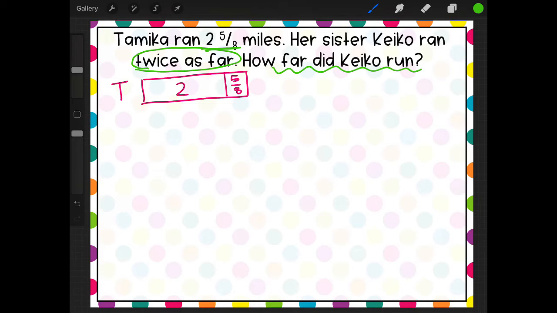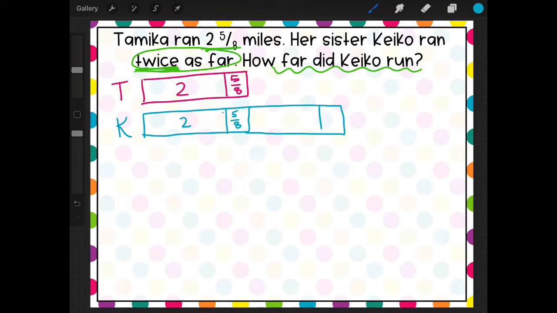Now the fourth step, I'm going to ask myself, what steps do I need to take to answer the question? Well, I think in order to show twice as far here, I'm going to need to draw another model that shows how far Keiko ran. So I'm going to write a K right there to stand for Keiko, and I know that she ran 2 times as far as Tamika. So I'm going to write one right here, but then I'm going to draw another one to represent the 2 times. So I'm showing that Tamika ran 2 5/8, but Keiko ran twice that. She ran 2 5/8 one time, and then she ran 2 5/8 again.